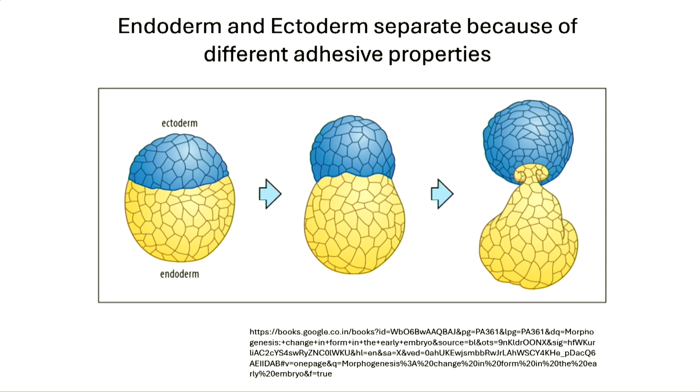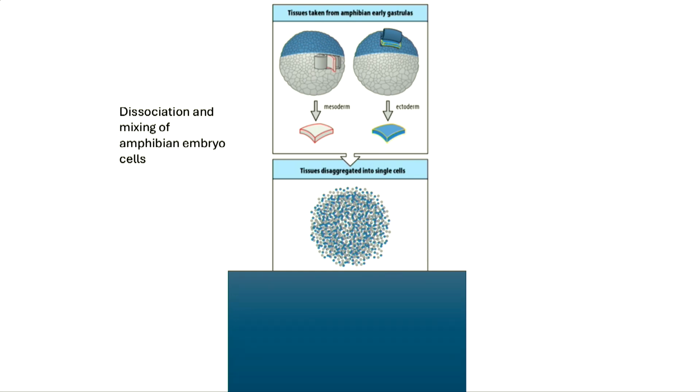Another way of doing this experiment is by disaggregating the cells. Do the cells have a memory of their location, and will they find their partners that they bind with? So one could take, for example, ectoderm cells from an amphibian embryo, and one could take mesoderm cells from an amphibian embryo, and dissociate them.